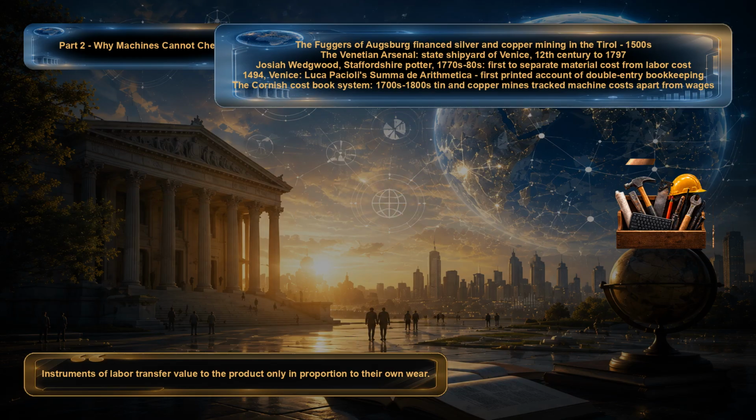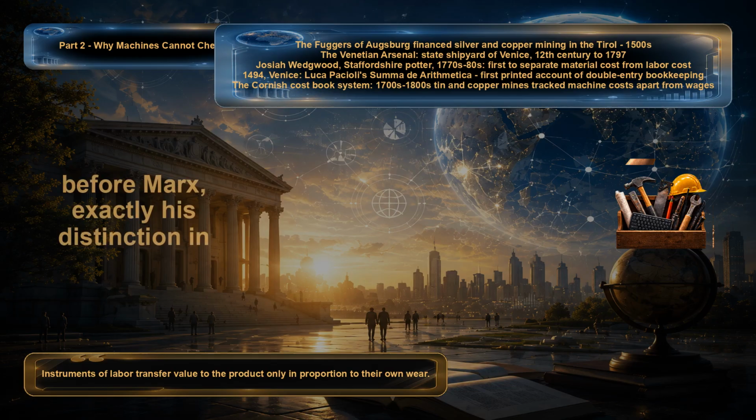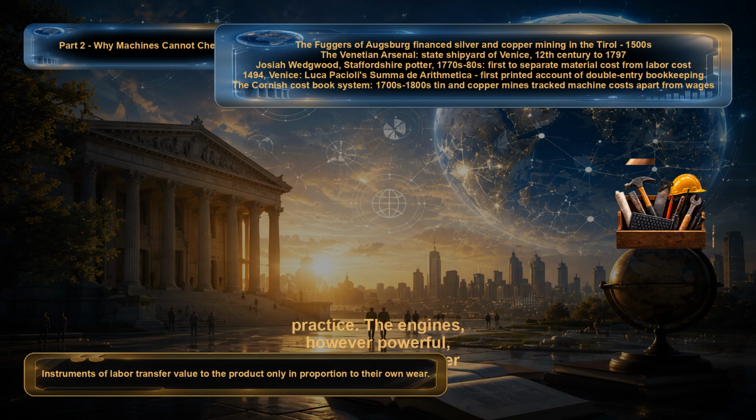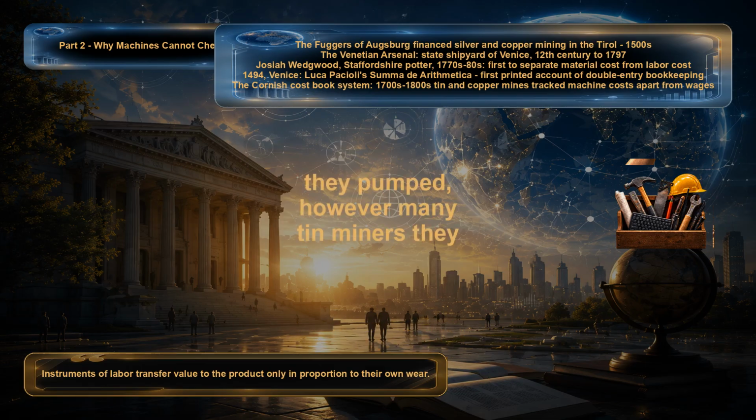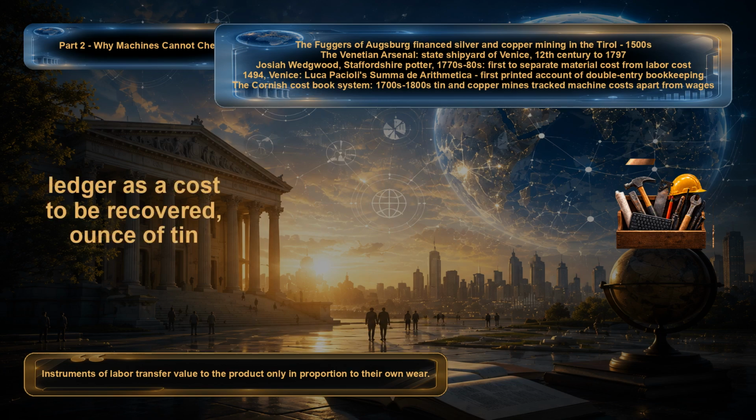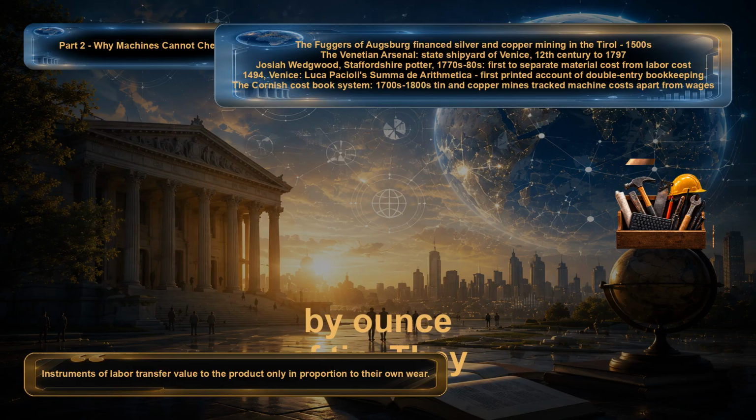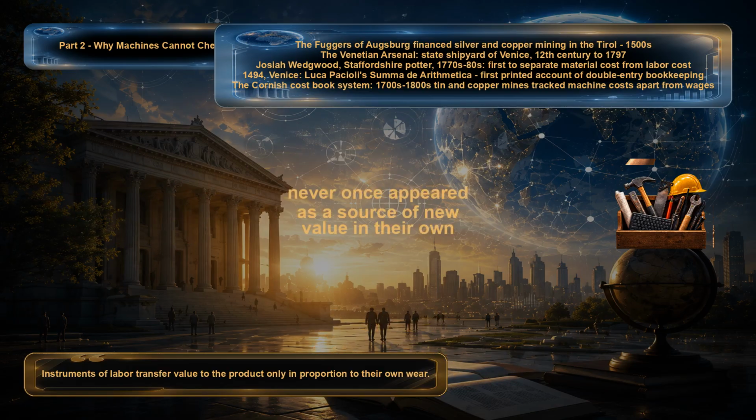The cost books show, in black and white, 2 centuries before Marx, exactly his distinction in practice. The engines, however powerful, however much water they pumped, however many tin miners they kept from drowning, only ever appeared in the ledger as a cost to be recovered, ounce of tin by ounce of tin. They never once appeared as a source of new value in their own right.